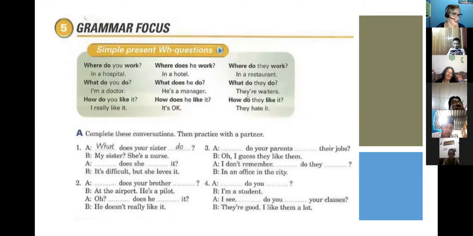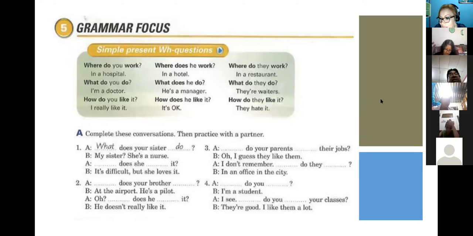Number three, a volunteer for number three. Okay, Hector, thank you. How do your parents like their jobs? Oh, I guess they like them. I don't remember. Where do they work? In an office in the city. Okay. Where do they work? Very good. Thank you so much.